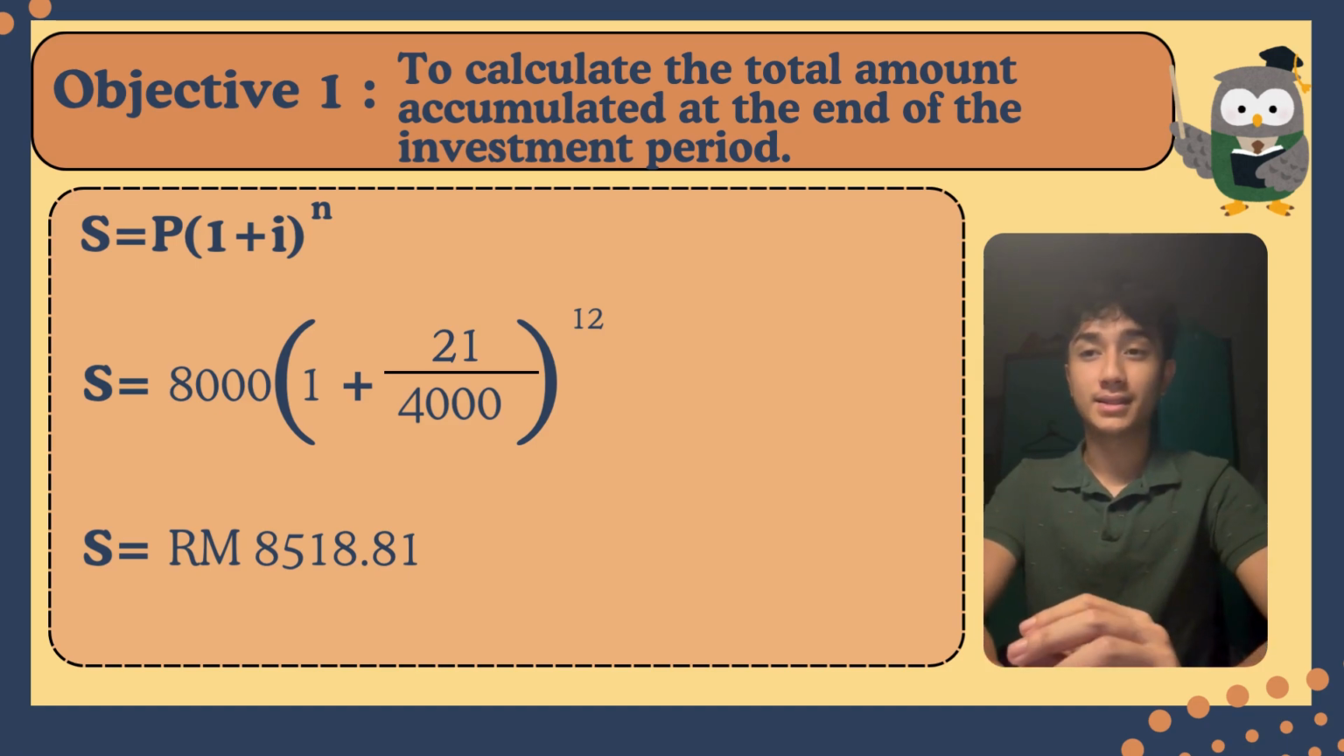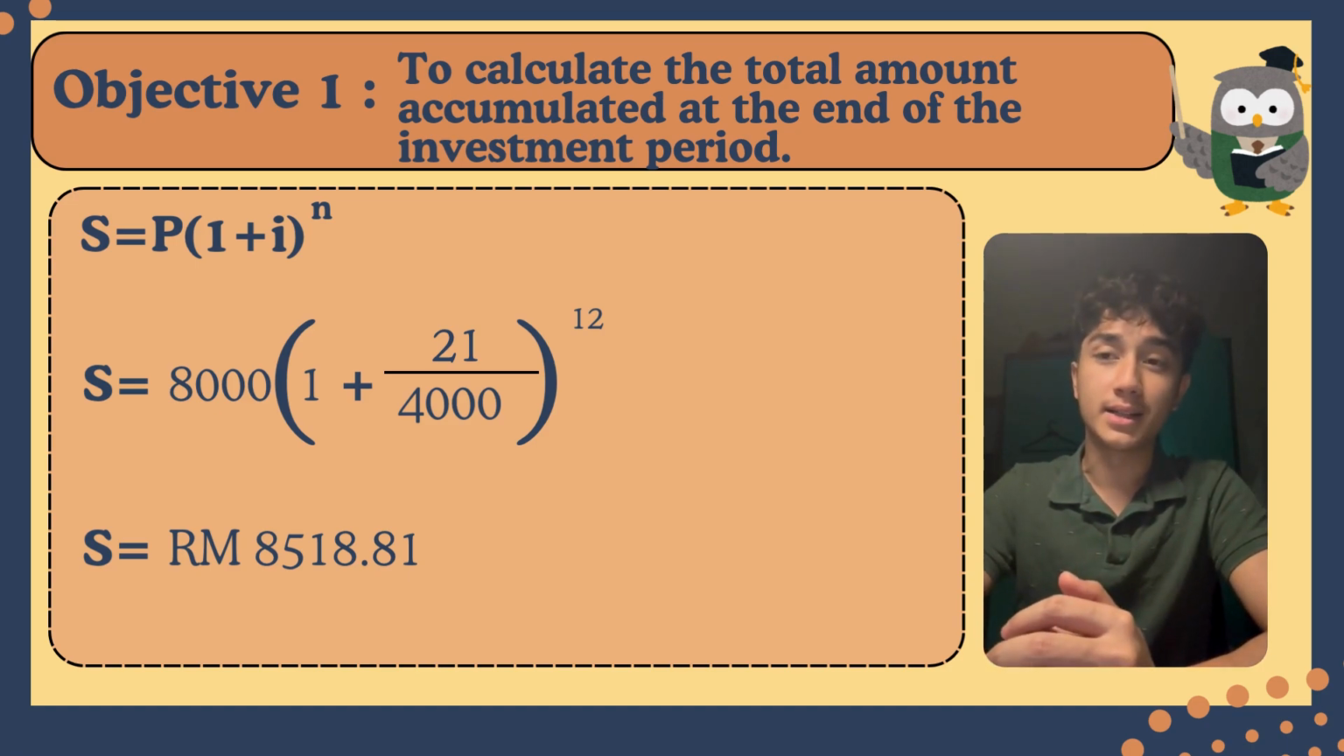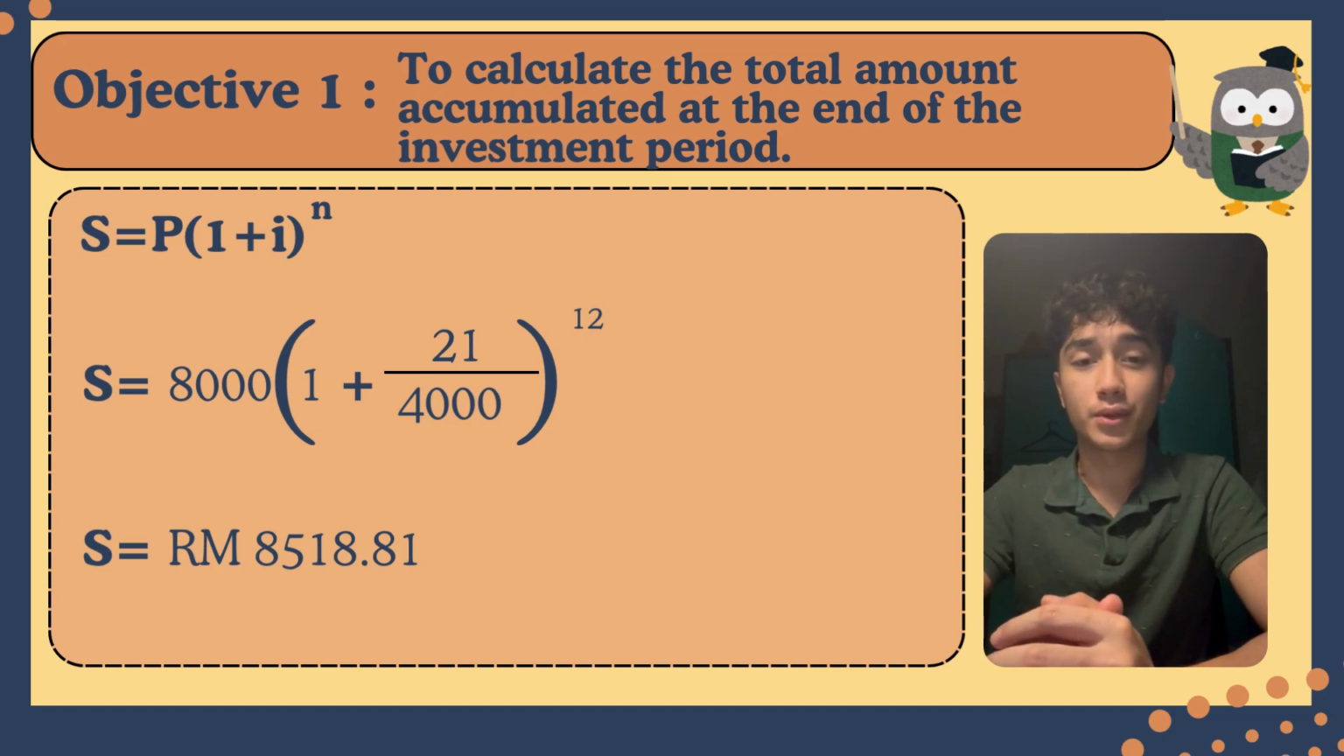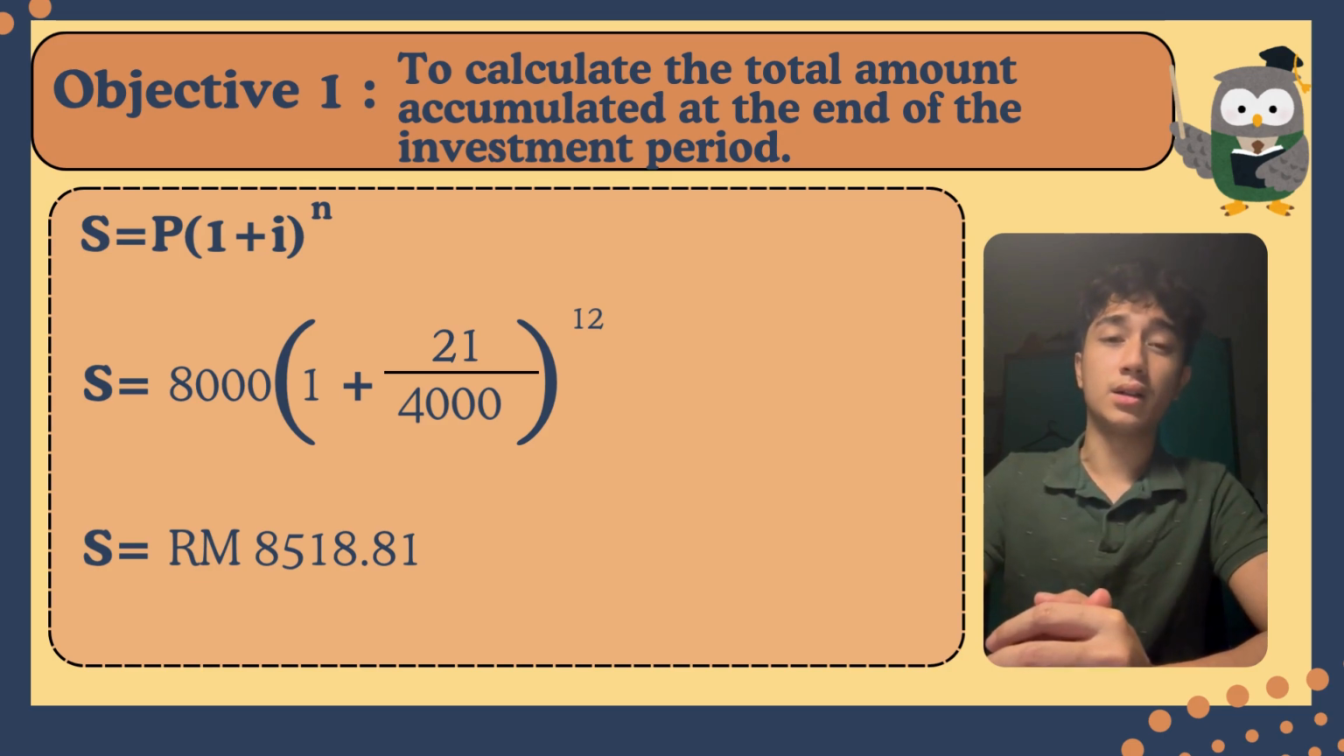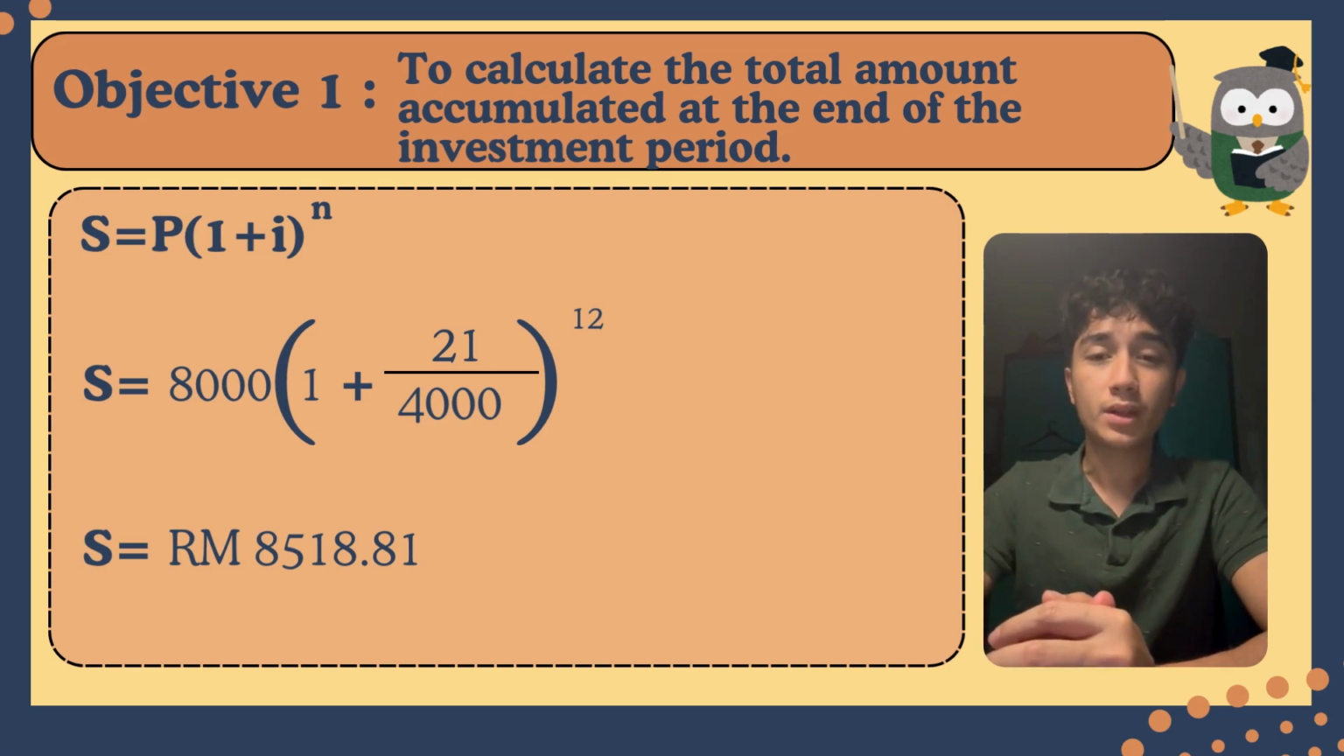To calculate the total amount accumulated at the end of the investment period, we can use the accumulated amount formula, which is S equals P open bracket 1 plus i close bracket, to the power of n. So let's fill it up. S equals 8,000 open bracket 1 plus 21 over 4,000 close bracket to the power of 12. So we can get the answer.